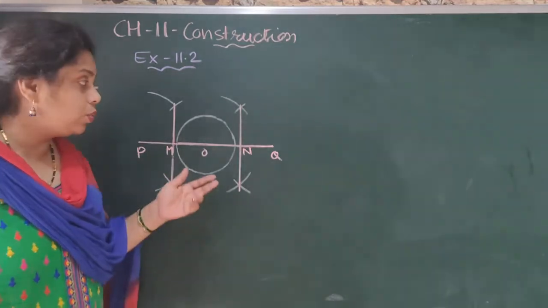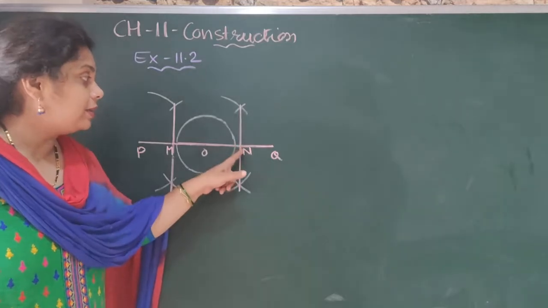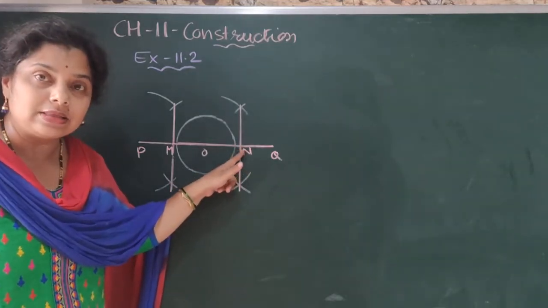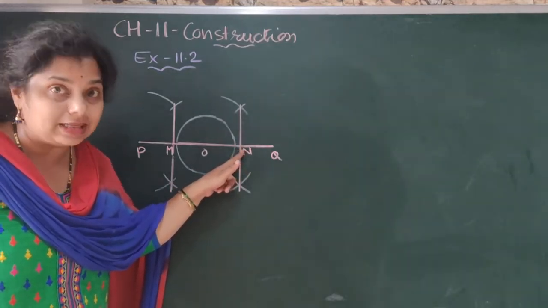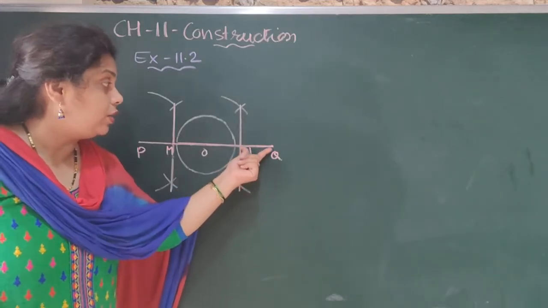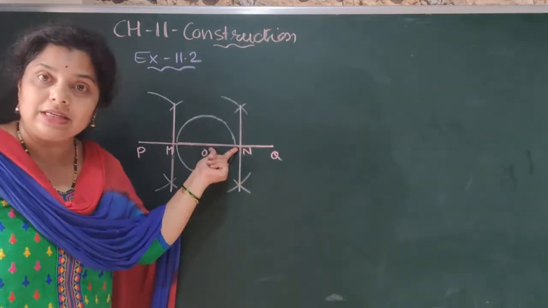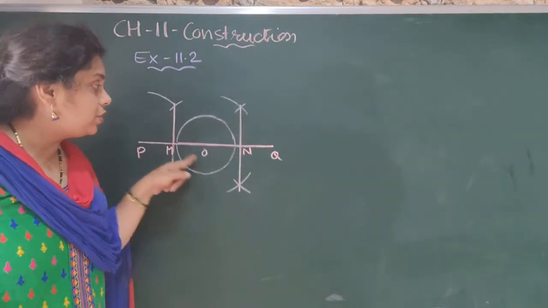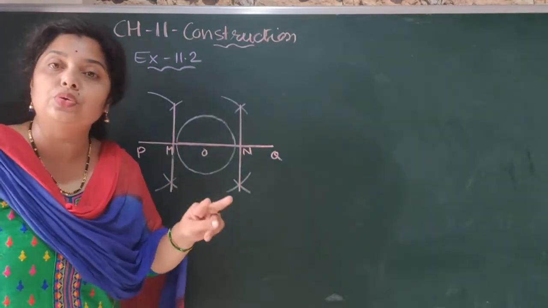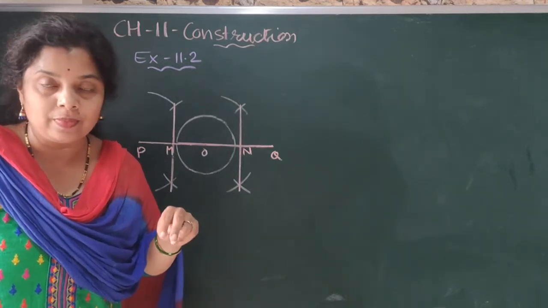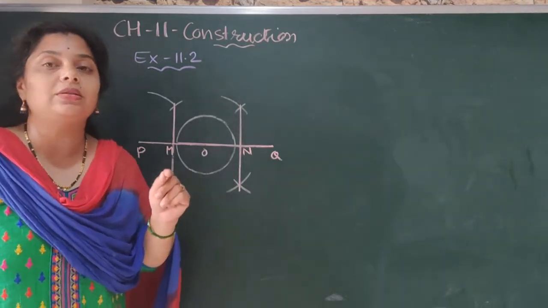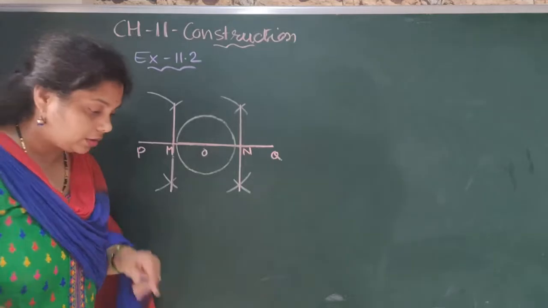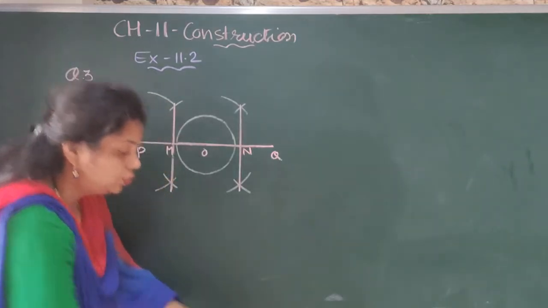Now as usual, what we used to do, take the midpoint as a center, and either take NQ or ON as the radius and draw a circle which intersects the original circle at two distinct points, and those two distinct points are the points of contact. So let's see how to do it.